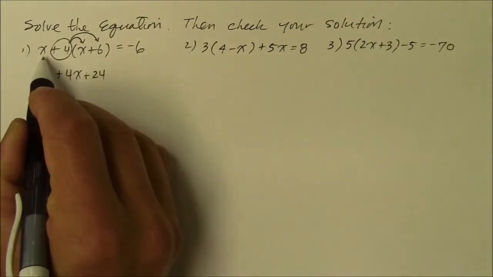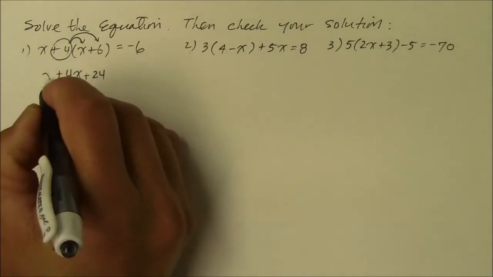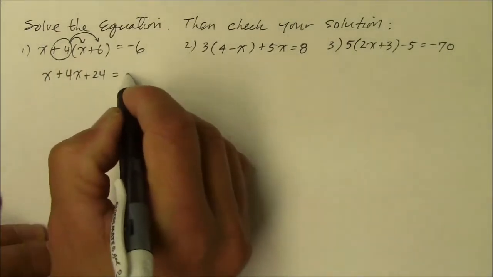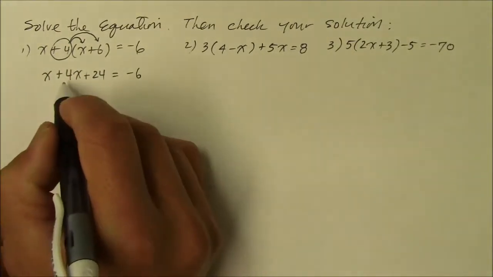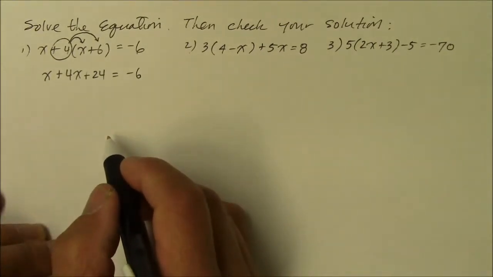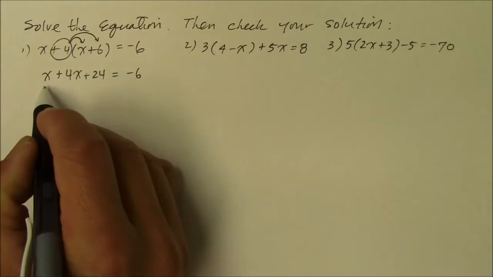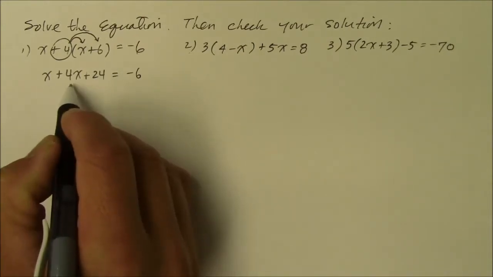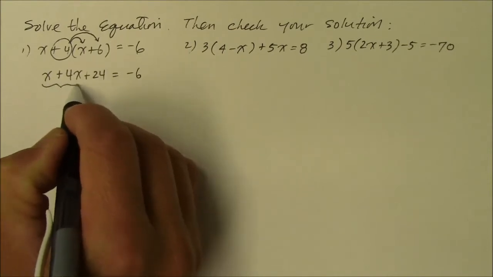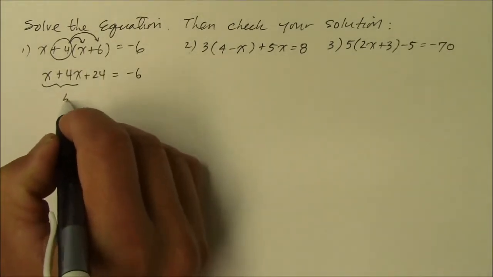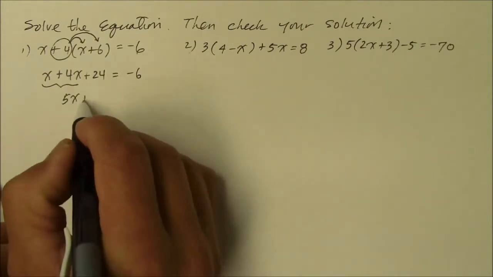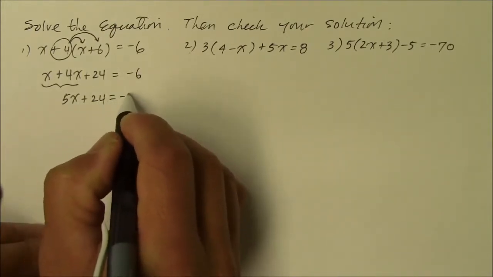Since we haven't done anything with the x on the outside, we're going to put that over here, and that equals negative 6. So that's the distributive property. From there, we're going to combine the like terms. Here we have an x, 1x. Here we have 4x. So combine those two, 1x plus another 4x, they become 5x. So 5x plus 24 equals negative 6.